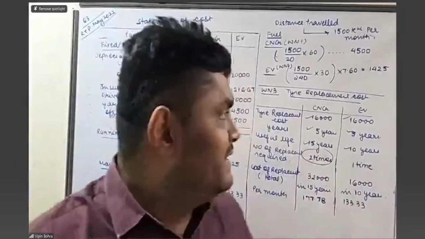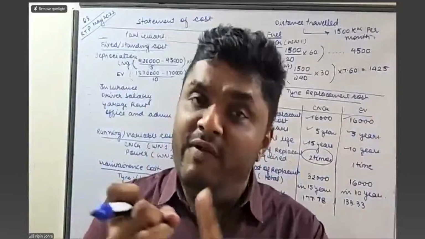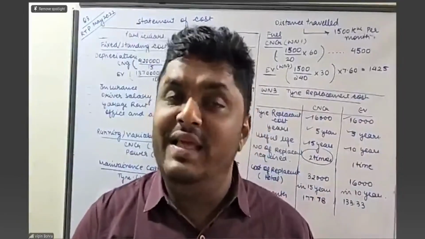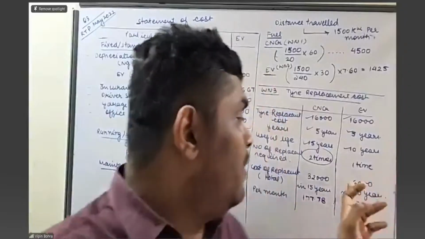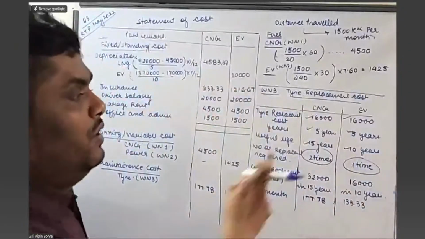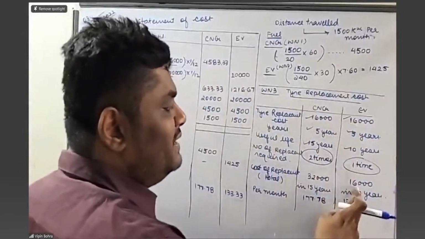2 times. Similarly, again, when we purchase the car, we get the fresh tire. In the 5th year, we will replace the tire. And once the 10th year is over, we will scrap the car. So how many times does the tire need to be replaced? Only one time. So 16,000 into 2, 32,000, 16,000 into 1, 16,000.